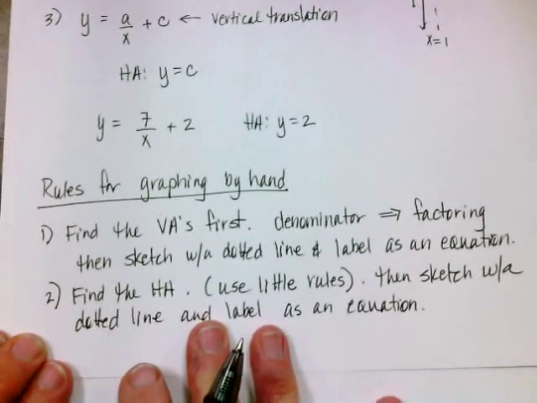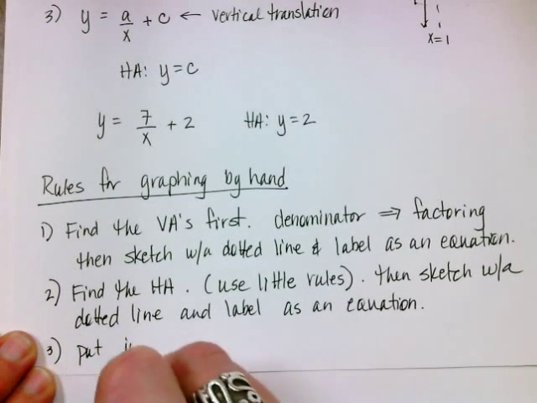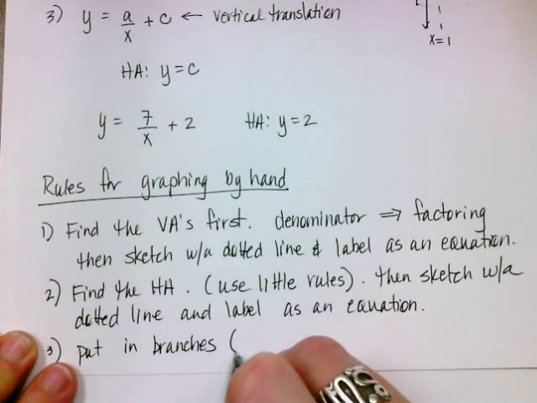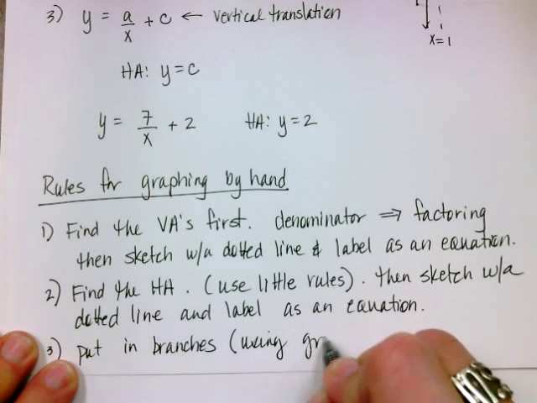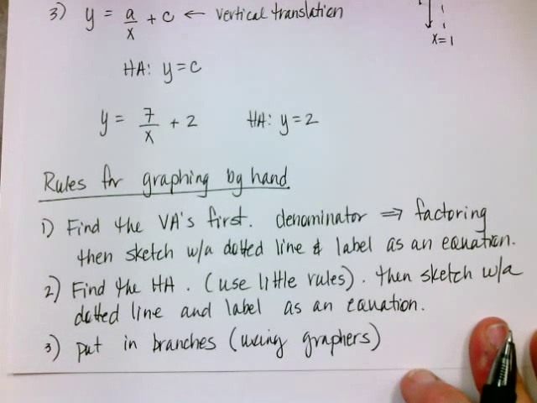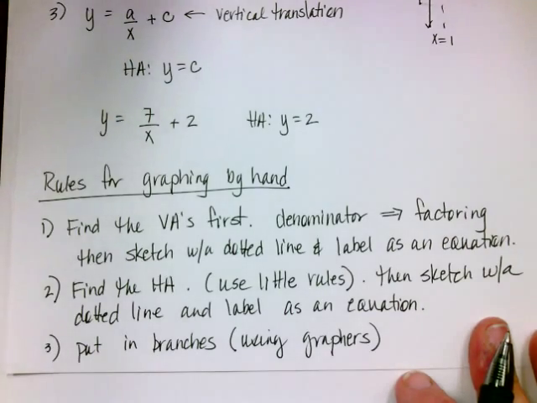All right. And then the last thing that we're going to do is put in the branches, okay? And those are my curves. And for the time being, we'll use your graphers for help if we need it. The thing that I will tell you about putting rational expressions in your calculator is that you have to put the entire denominator in parentheses. Otherwise, your grapher will do what you told it to, but that won't be correct.